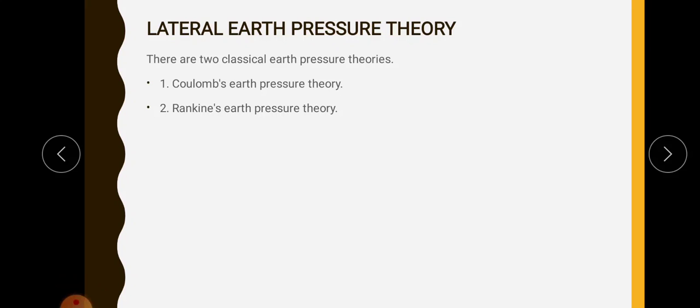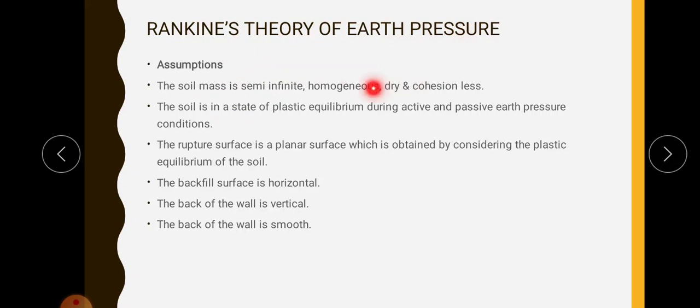Next we have to study the lateral earth pressure for active and passive conditions. Before that, we can discuss two theories, based on which active and passive earth pressure have been developed. The theories are Coulomb's earth pressure theory and Rankine's earth pressure theory. The first one is Rankine's theory of earth pressure.